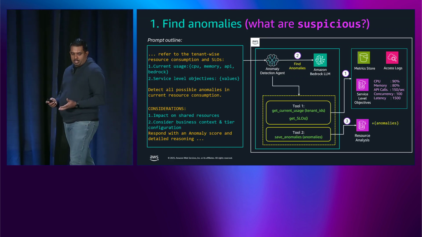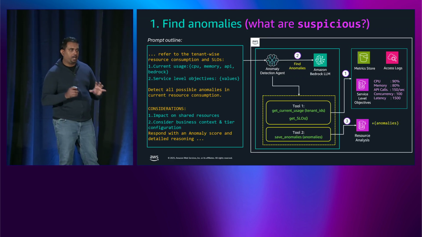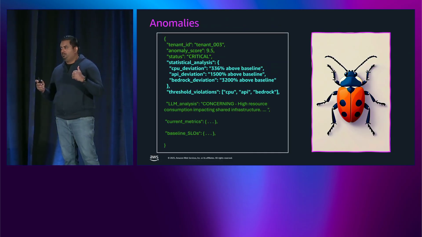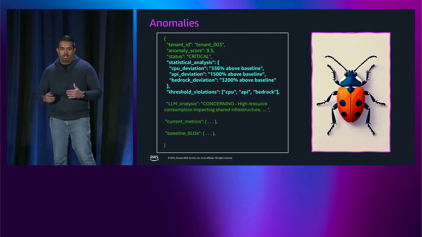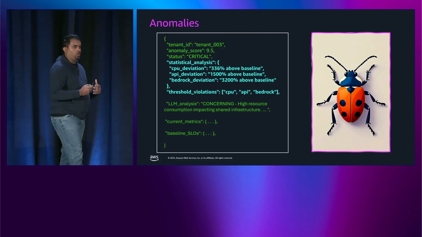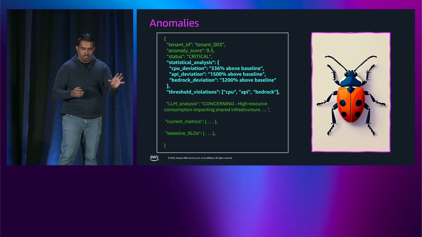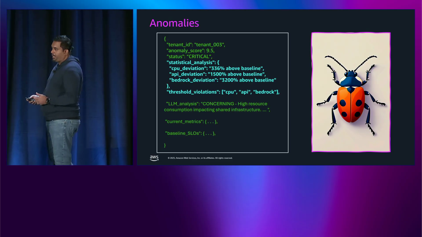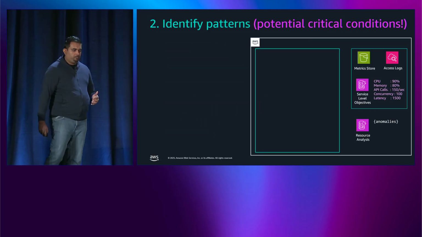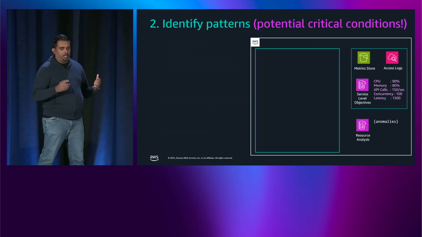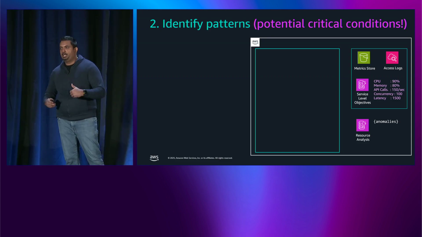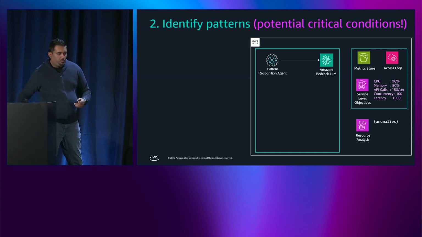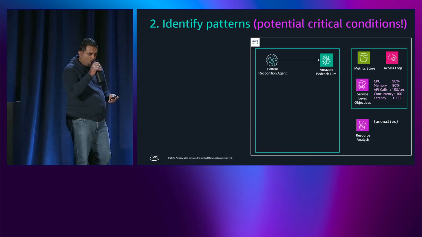So once we know the anomalies, at this stage, we are going to log them into the resource analysis data store and then move on to the next step. If you look at these anomalies, they are filled with data points that justify why the agent thought this would be an anomaly, such as the statistical analysis of the threshold violations, and the LLM analysis will also provide some level of detail. So once we know these anomalies, next is to identify whether these are leading into anything critical, any critical conditions. So for that, we are going to add a pattern recognition agent here.